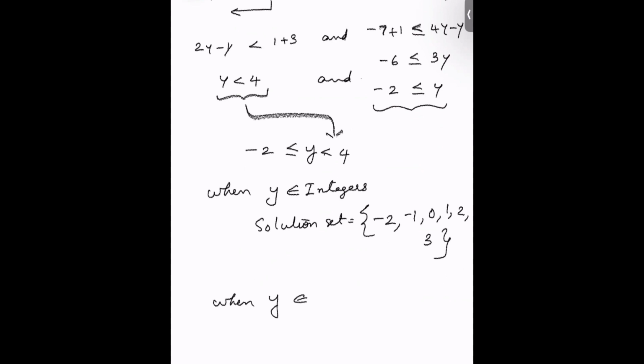And when y is an element of R, real numbers, at that time how do you write the solution set? You have to write y such that, write this entire thing as it is: minus 2 less than or equal to y less than 4, and y is an element of R. That's all.